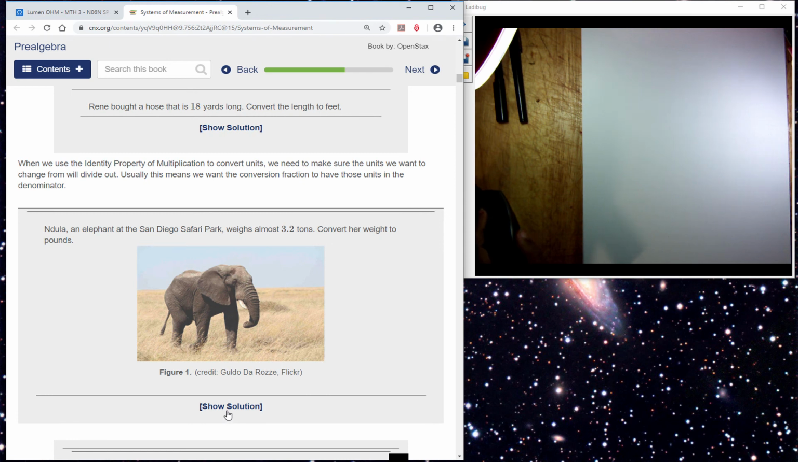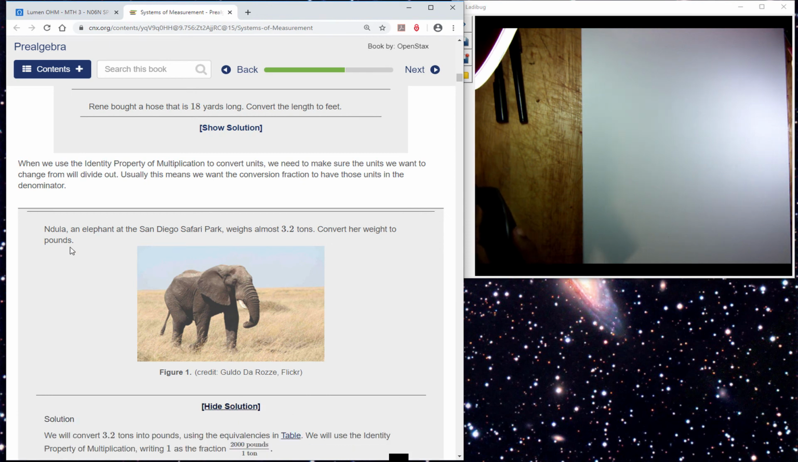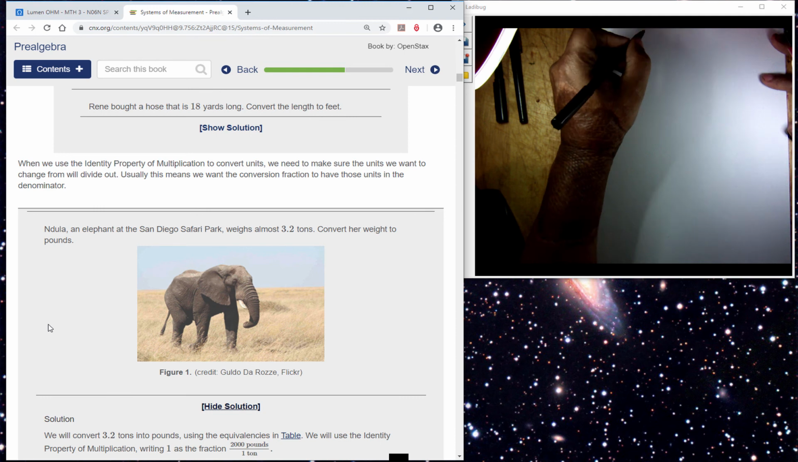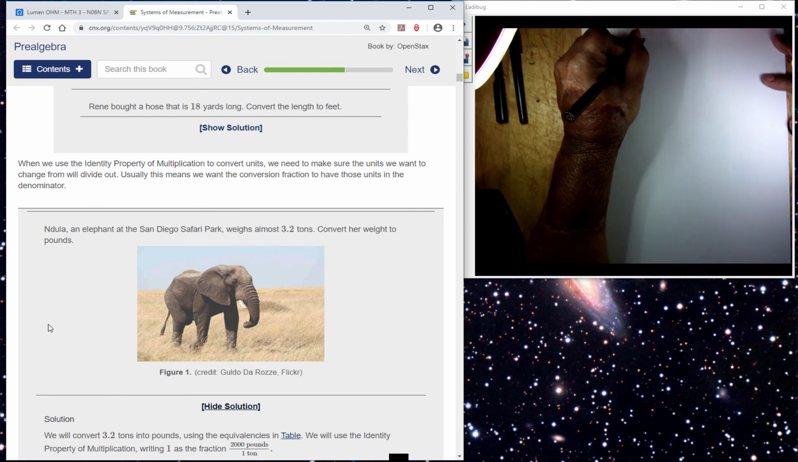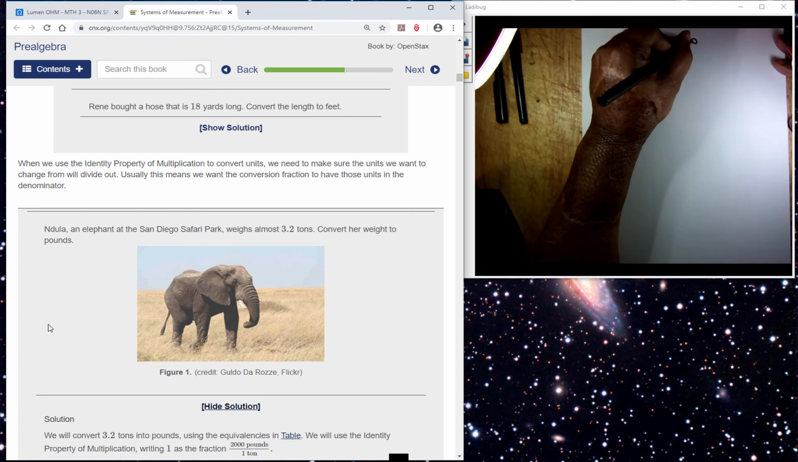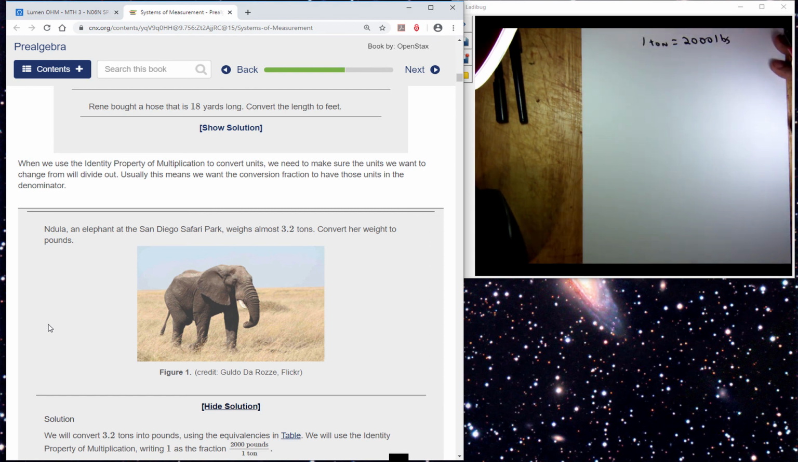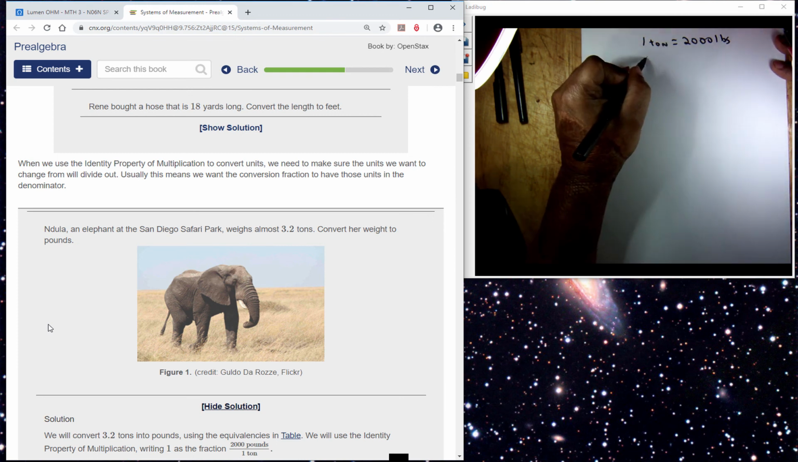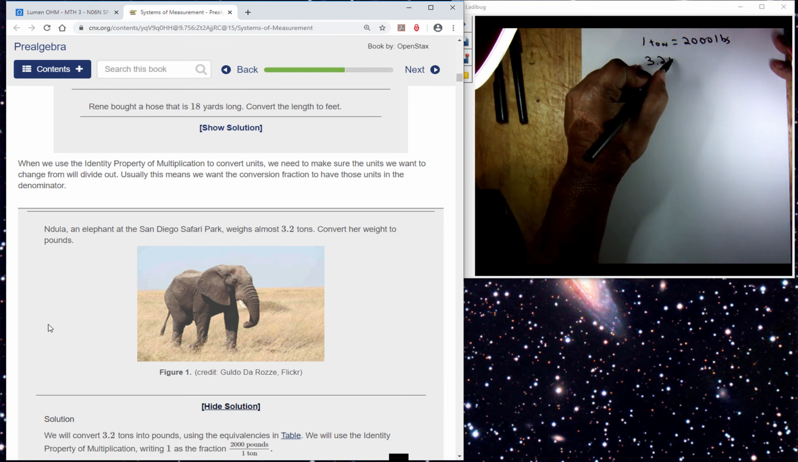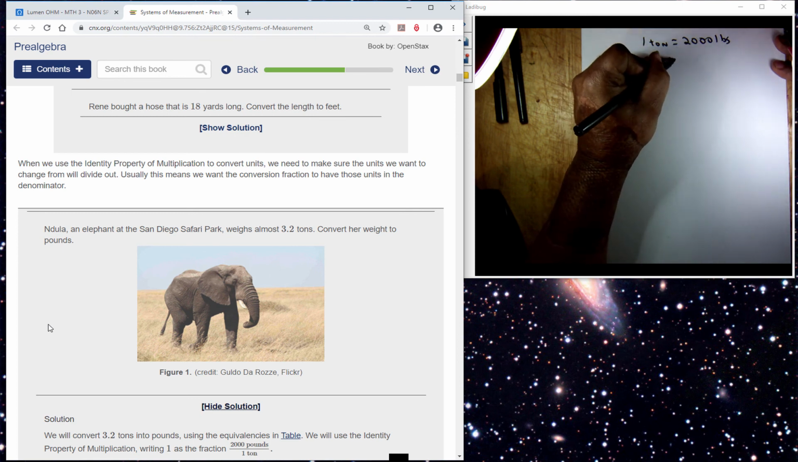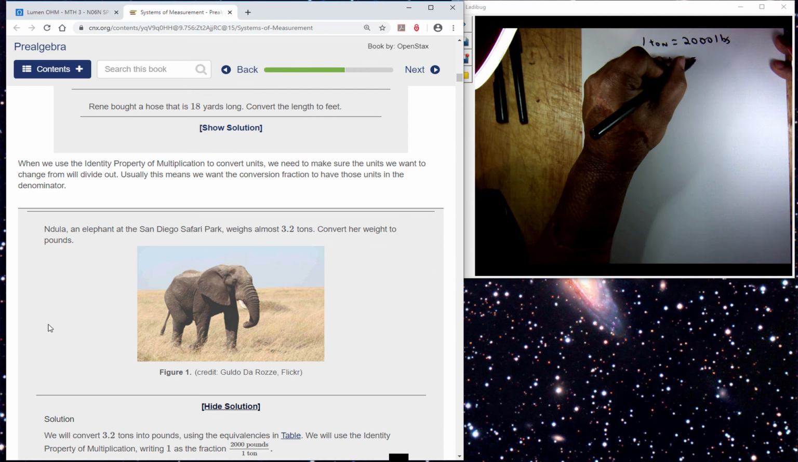Let's look at another example. Dula, an elephant in San Diego Safari Park, weighs about 3.2 tons. Convert her weight to pounds. So the first thing we think about is the relationship between tons and pounds. 1 ton is equal to 2,000 pounds. And they want us to convert 3.2 tons into so many pounds.